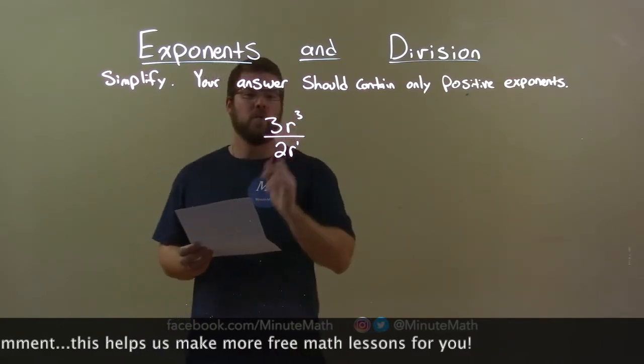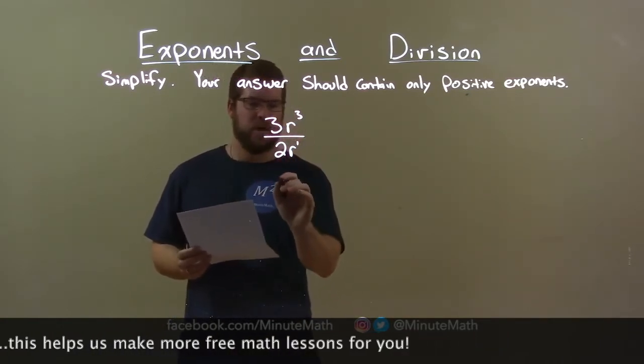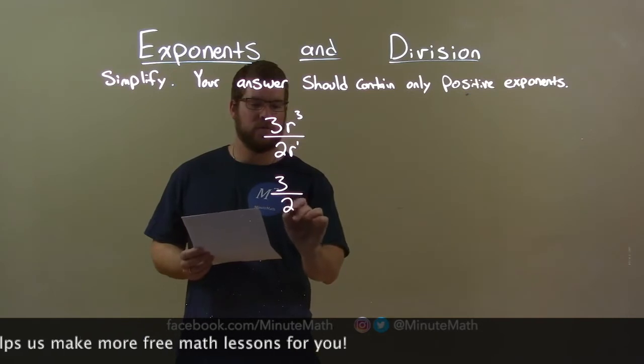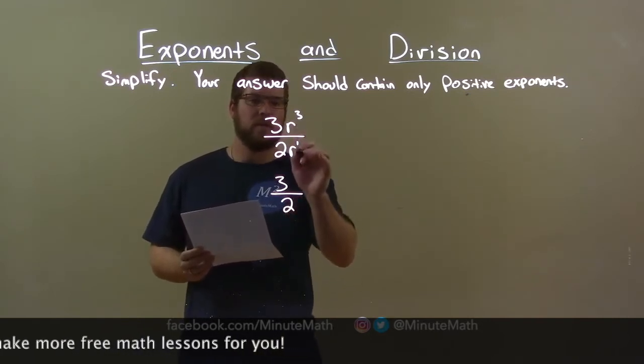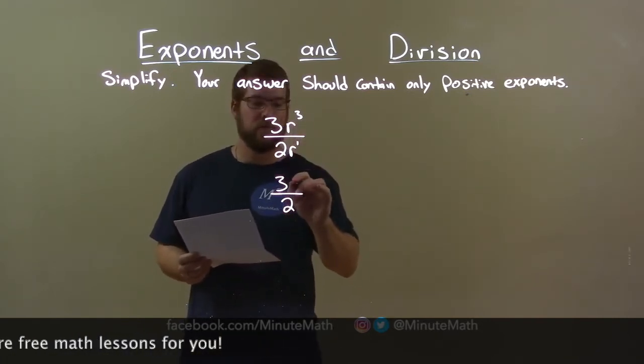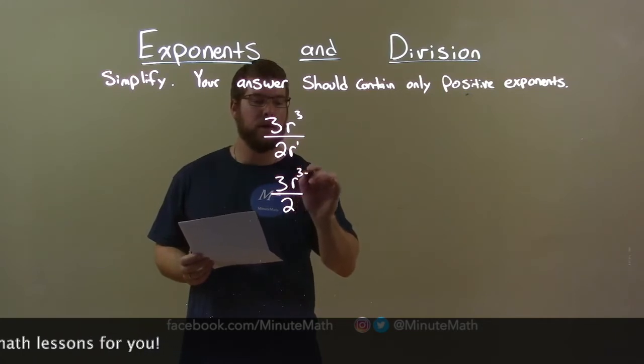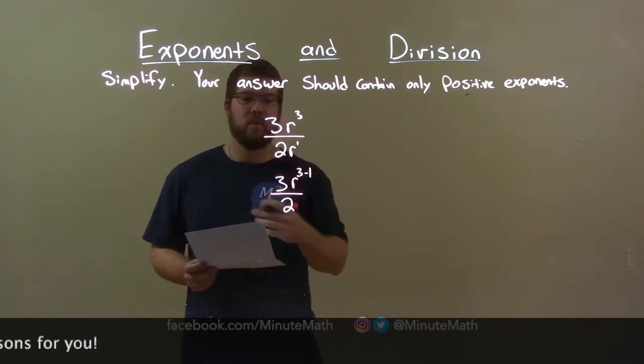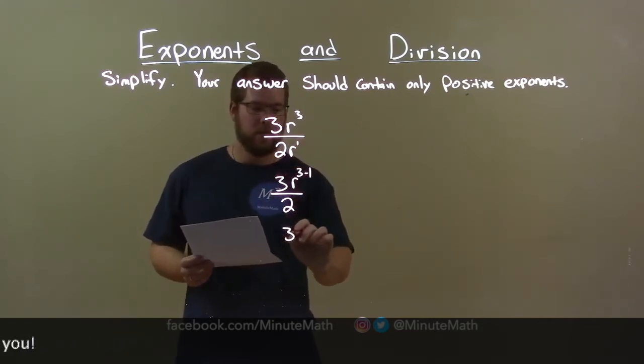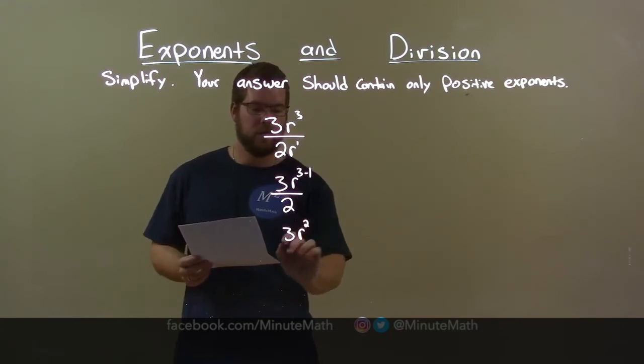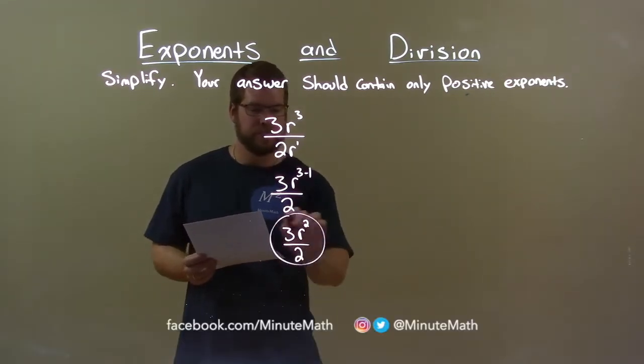Well, 3 over 2, that can't simplify anymore, so we keep it as 3 over 2. Now when we divide with the same base, we subtract the exponents. So we have r to the 3 minus 1 power, and 3 minus 1 is 2. So my final answer is 3r squared over 2.